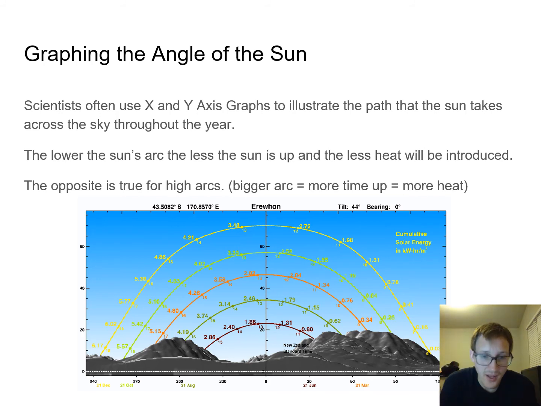Whereas the one on the bottom, that looks like something like brownish red, maroon, something like that, is going to be in the winter. Notice that it's not in the air very long, so it gets very little heat to the Earth, making us very, very cold during that time.